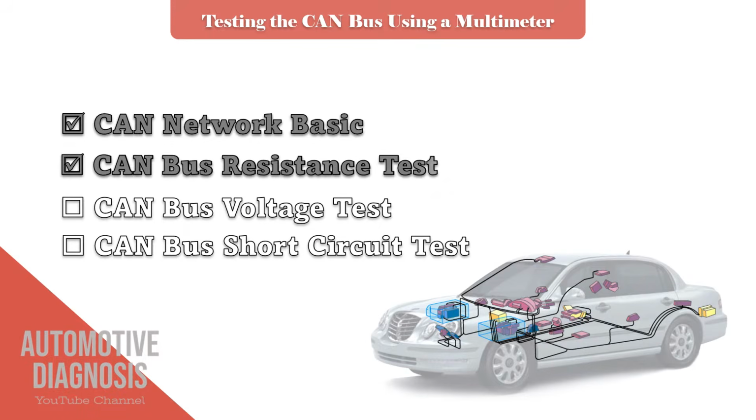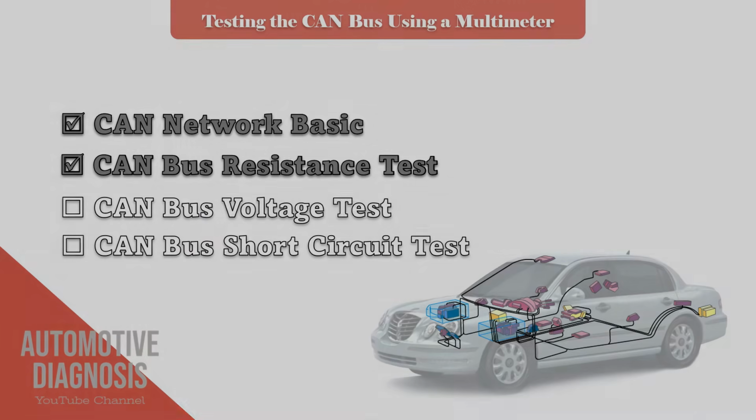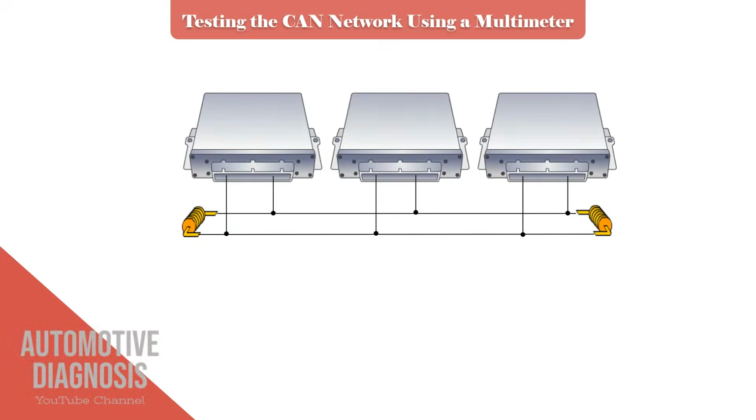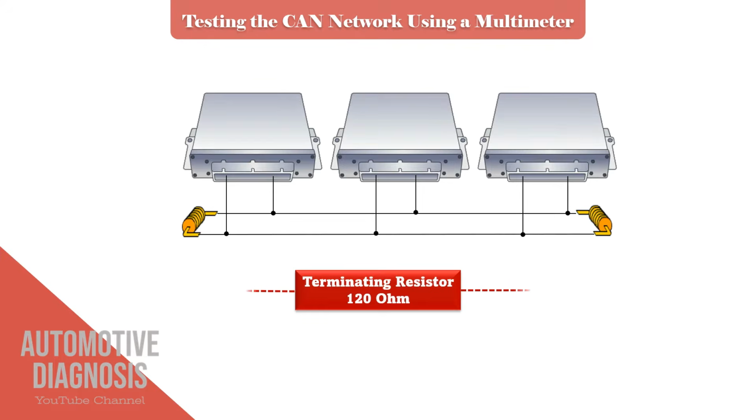Let's see how we can check the CAN bus resistance. On the CAN bus network, there is a twisted pair wiring which is called CAN high and CAN low. All relevant control units are connected to these wires in parallel. There is a terminating resistance at each end of the CAN bus as well, which is 120 ohm.